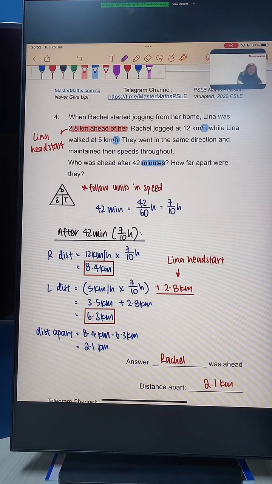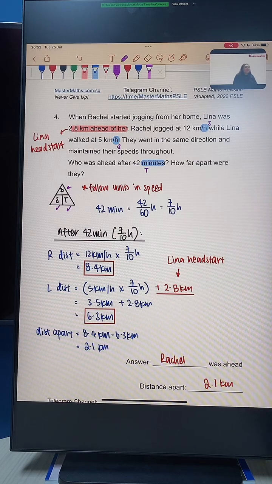Then step 2, because I want to know who was ahead after 42 minutes, I only think about this. I have the time, I have the speed, I can look for the distance by multiplying. For Rachel, I will multiply her speed, 12 km per hour, by her time, 42 minutes, which is 7 out of 10 hours. Key into calculator, 12 times 7 out of 10, we will get 8.4 kilometers. This is Rachel's distance.